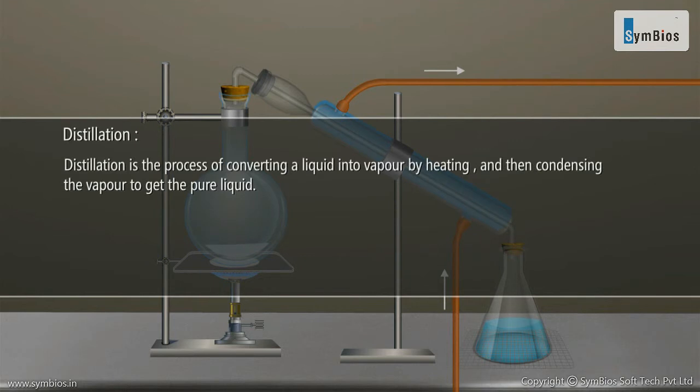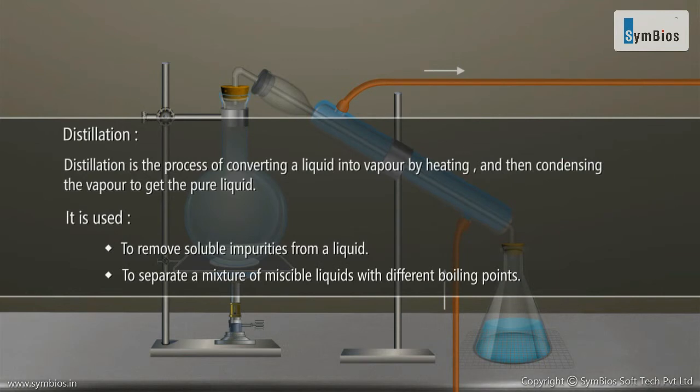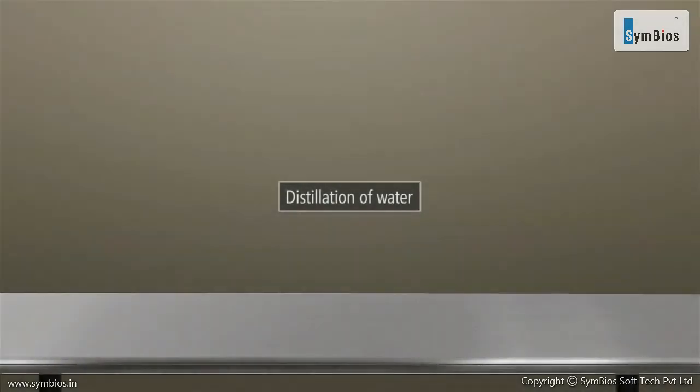Distillation. Distillation is the process of converting a liquid into vapor by heating and then condensing the vapor to get the pure liquid. It is used to remove soluble impurities from a liquid, to separate a mixture of miscible liquids with different boiling points. Distillation of water.